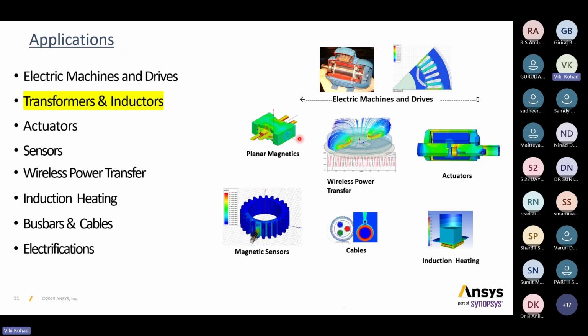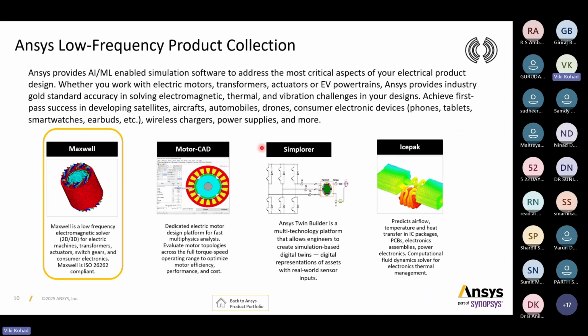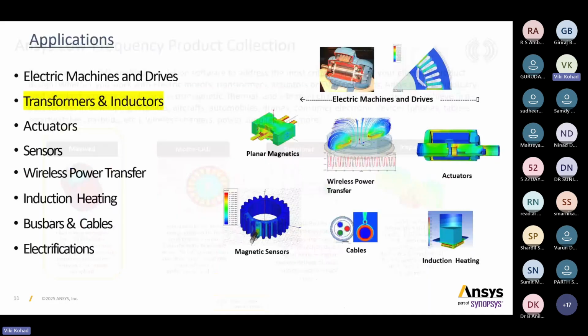So these are the tools and these are the applications. The applications are basically covered inside the tools that we saw in the last slide. By using those tools, we can do the simulations, see the results and validate our results with the experimental ones. Now we'll go to our main focus point, which is the transformer.